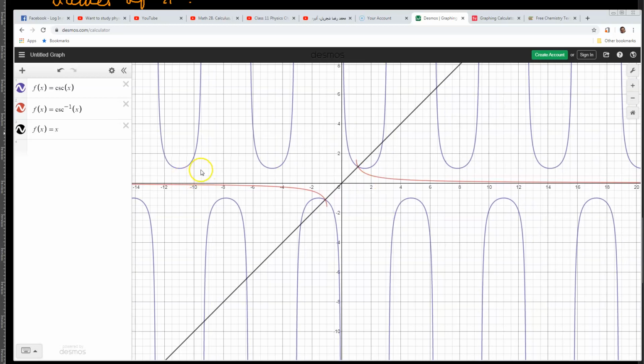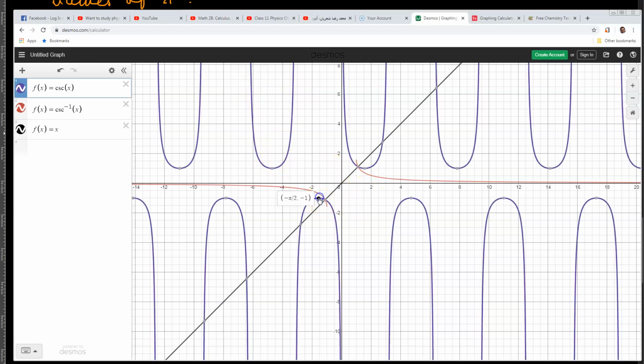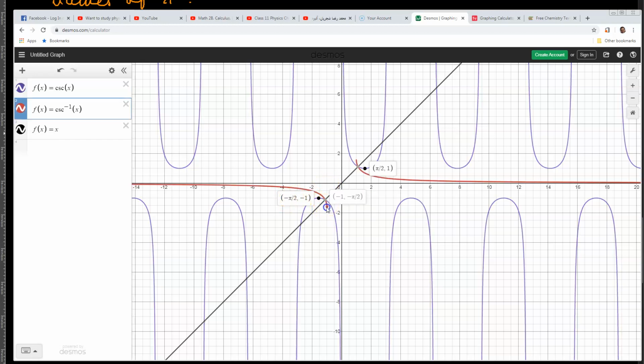which means that, remember the cosecant function, which is this blue purplish function that we have here, we took negative pi by 2 to negative 1, and we went all the way up to pi by 2 comma 1. That means that if I change the x and y coordinates of this point, I will get negative 1 comma negative pi by 2, which is this point over here, and then it keeps going in this direction, right?